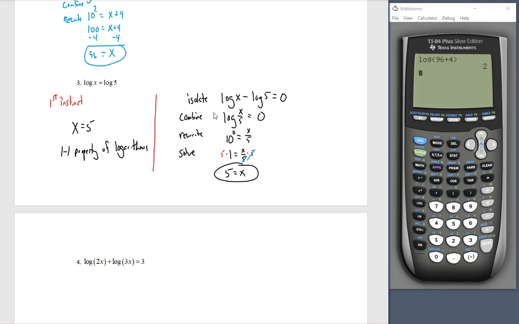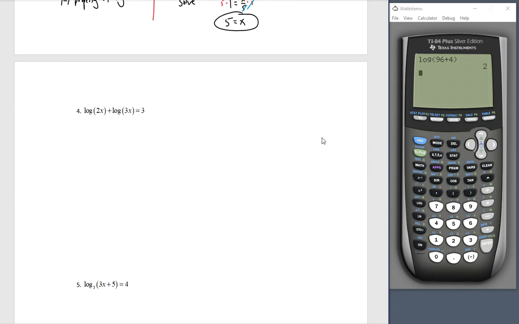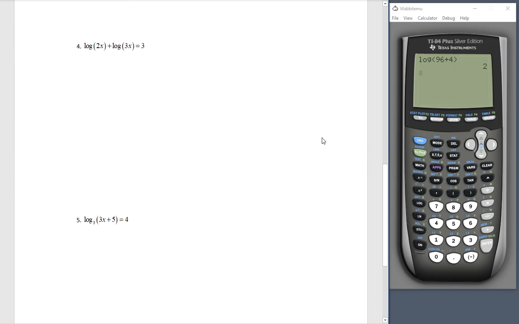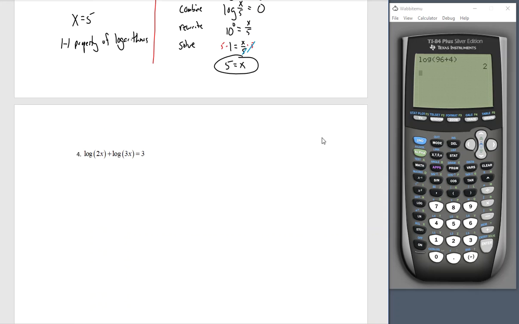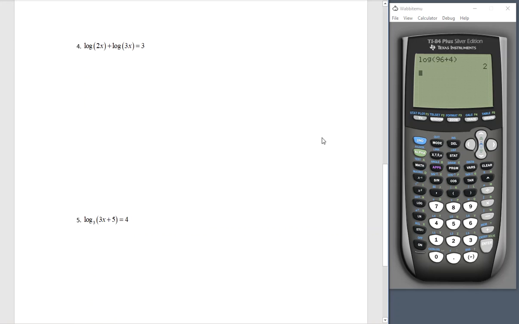If I was taking a test, I would probably have this on a note card. How do I solve logarithms? Isolate, combine, rewrite, and solve. And if you write this down as you do your homework for each problem, you won't need an example on that note card. All you need is, oh yeah, isolate, combine. Yeah, rewrite and solve. I forgot my steps. Okay.